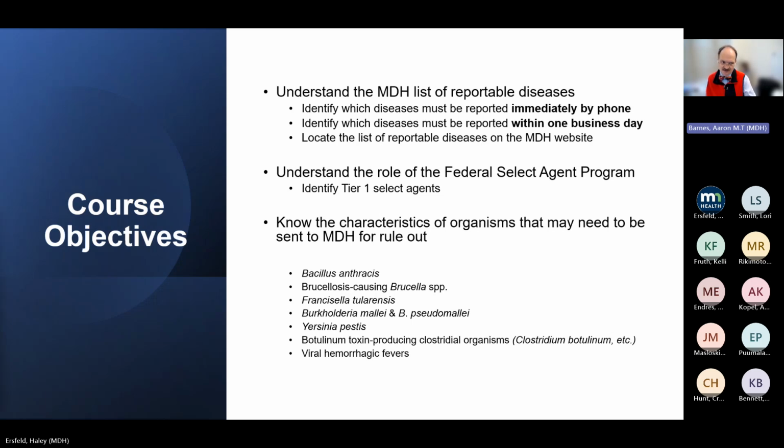So we'll review things like anthrax, organisms that cause anthrax, brucella, francisella, burkholderia, stuff like that. So sort of go through a review process, look at each of those, talk about what they look like on the plate, and then what you should expect in terms of finding out info about them.